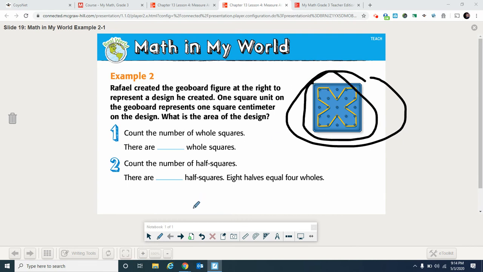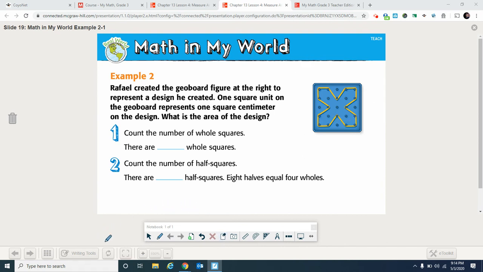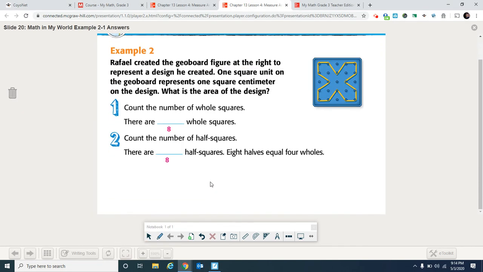Now there are two steps in how to do that. The first one is count the number of whole squares, and then we need to count the number of half squares. Okay, good. So all in all, the total whole squares is 8, and for the half squares, there are 8 half squares. So 8 halves equal 4 wholes.